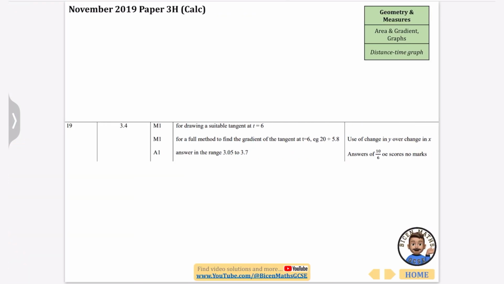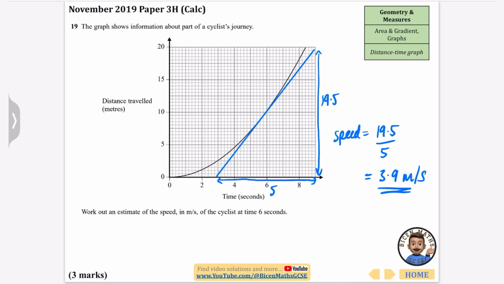Let's see the answers here. So they've said 3.4, but you'd get anything between 3.05 and 3.7. So I don't think they like the way that my tangent has probably been drawn. I think this is probably going to be a bit easier if I was going to do this on a piece of graph paper.